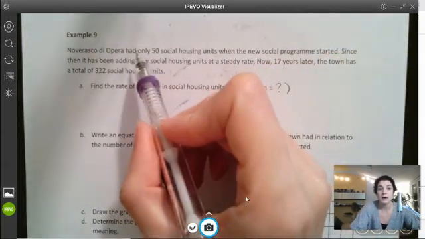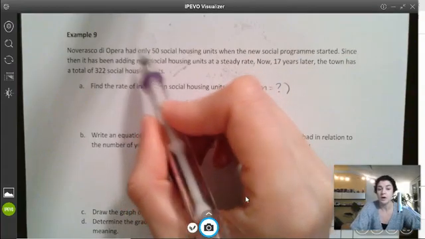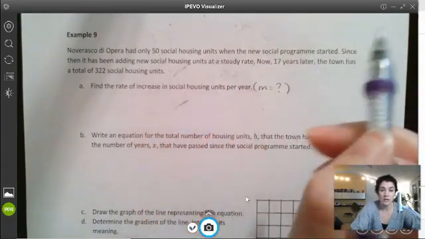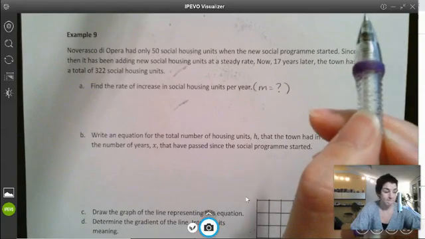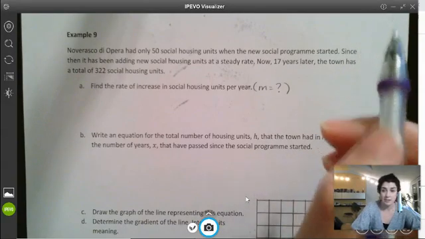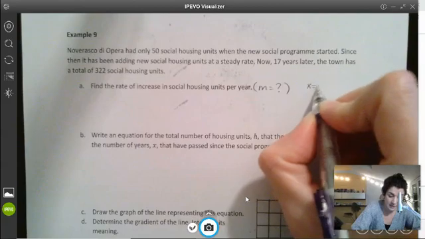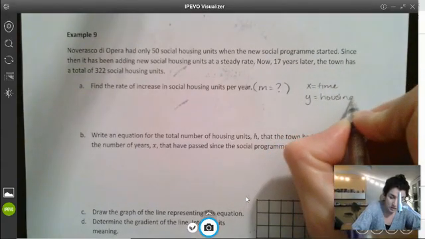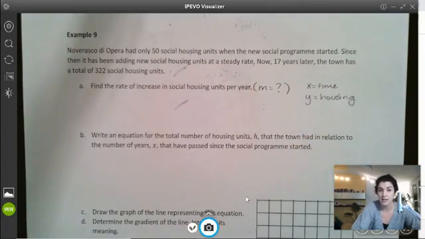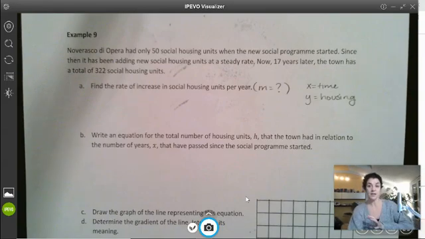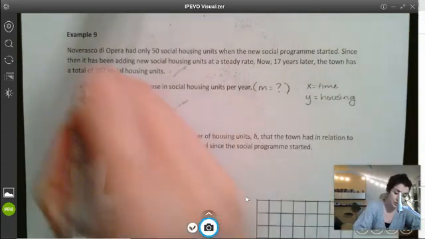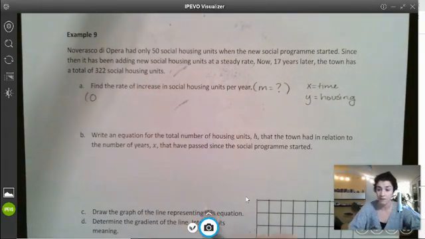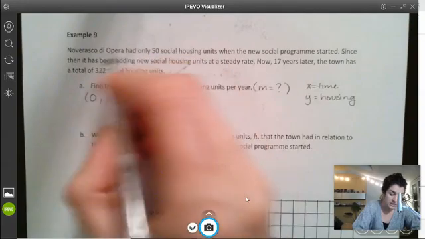So it said at the beginning, Novo Rasco de Opera had only 50 social housing units. Typically time is 0, so I'm assuming that X equals time and Y equals housing. So that's good to keep in mind of what goes with what. At the beginning means that your time is 0. At the very beginning of this, no time has passed. When we first start looking at it, this is the very beginning. So that would be a point that has a time of 0, and then the housing units are 50.